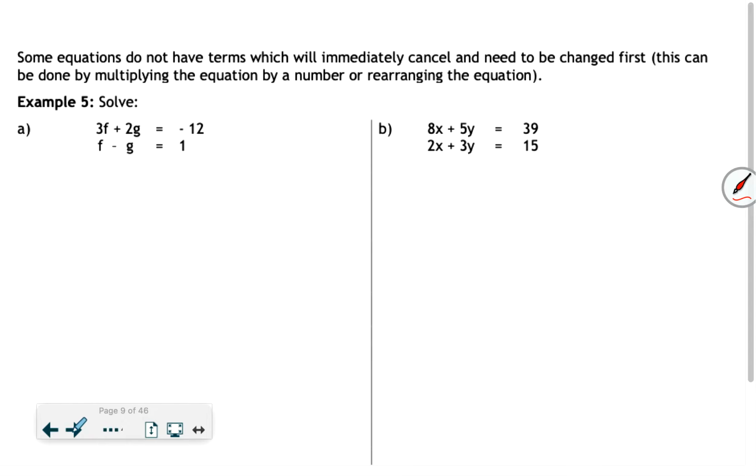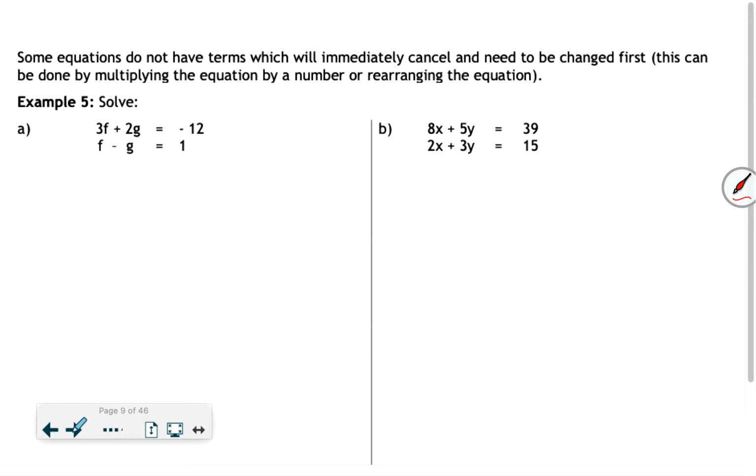Now, there's a slight problem with this. We don't have the same digits in both equations. If I look at the g's here, I've got a plus 2g and a minus 1g. So sometimes if you don't have the same digit in the equations for the variables that you want to eliminate, you're going to have to do a wee bit of multiplication.